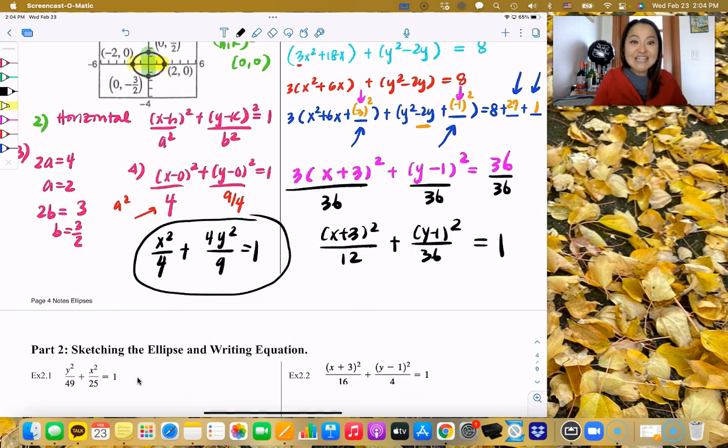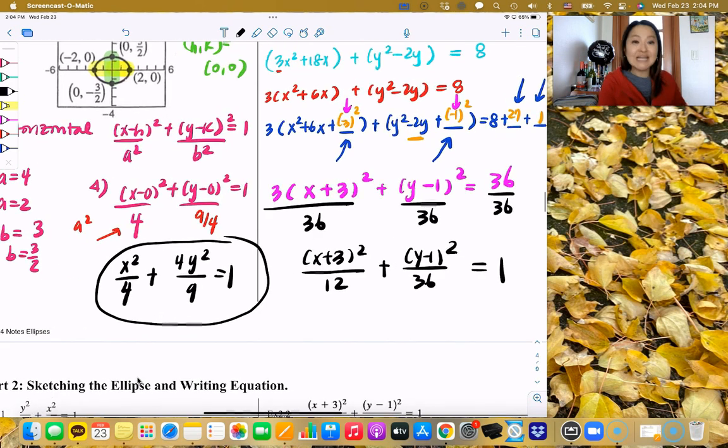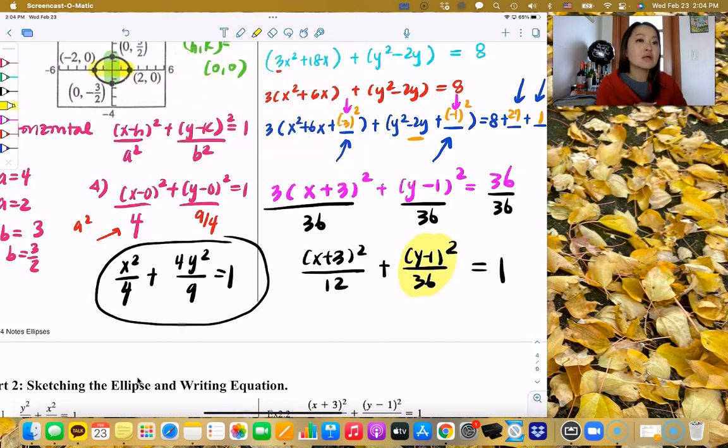Wait, that's the standard form of an ellipse, right? What kind of ellipse is it? Is it vertical or is it horizontal? Exactly, because this is a giveaway, right? The a squared is under the y, so it's vertical. It's a Mr. V again. Man, I'm really biased with Mr. V, huh? All right, make sure you understand that.